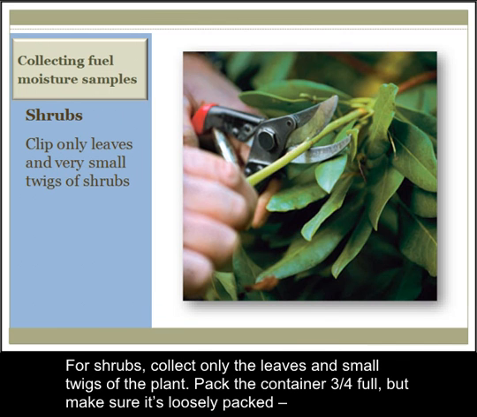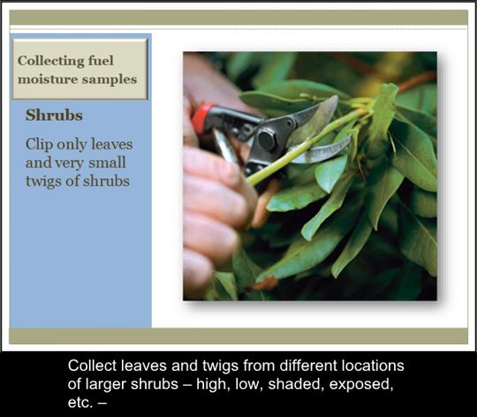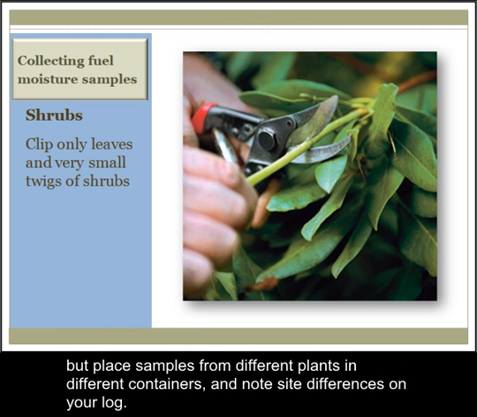For shrubs, collect only the leaves and small twigs of the plant. Pack the container 3/4 full, but make sure it's loosely packed. Spring-loaded twigs folded into the container can cause the top of the container to pop off and spill your sample. Collect leaves and twigs from different locations of larger shrubs: high, low, shaded, exposed, etc. But place samples from different plants in different containers, and note site differences on your log.